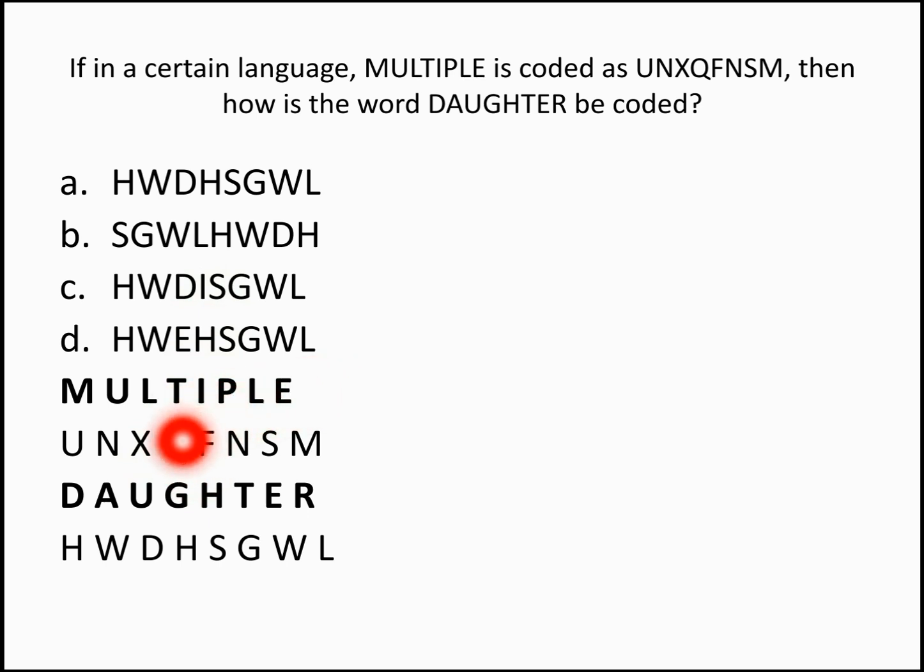Next letter to E is F, 2 letters after L is N, 3 letters after P is S, 4 letters after I is M, right? So thus you got the logic. Applying the same logic, you get the code for daughter as HWDHSGWL, which is in your option A.